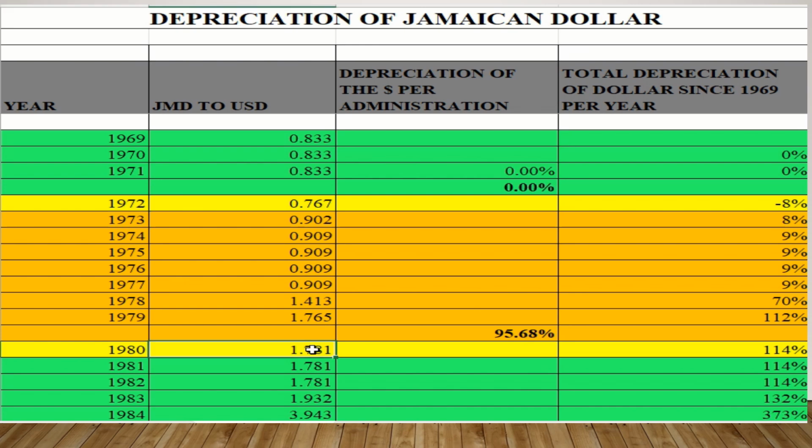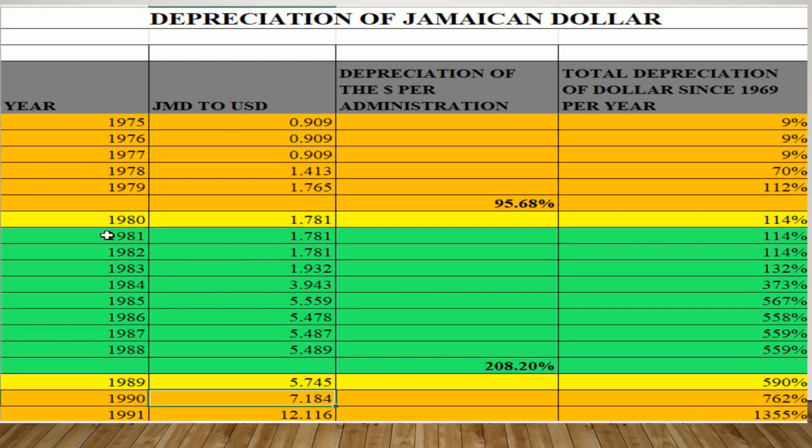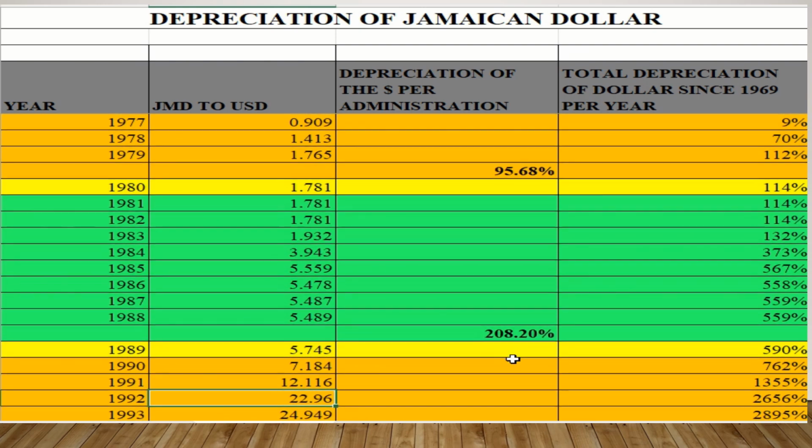There was an election in 1980. The Jamaica Labour Party came into power. 1981 was their first full year. In 1981, the dollar was valued at 1.781. Close to the end of their administration in 1988, the dollar was valued at 5.489, a depreciation of 202%. Well done, Mr. Politician Man. You done a wonderful job. I mash up the country, demolition man.